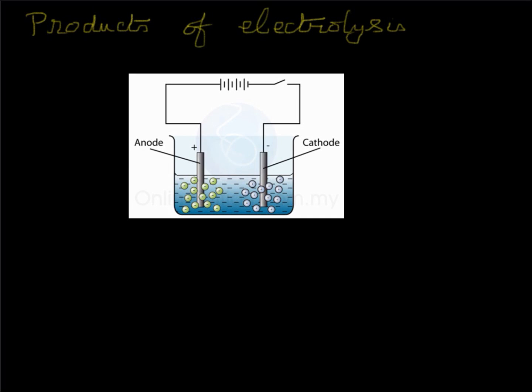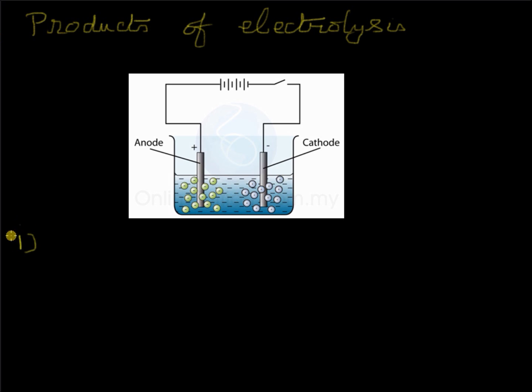Welcome to yet another session in electrochemistry. After learning the laws of electrolysis, in this session we will be considering another aspect of electrolysis, namely the products of electrolysis. At the end of this session, you will be able to predict the products of electrolysis given the electrodes and the electrolytes. Let us take up one by one.